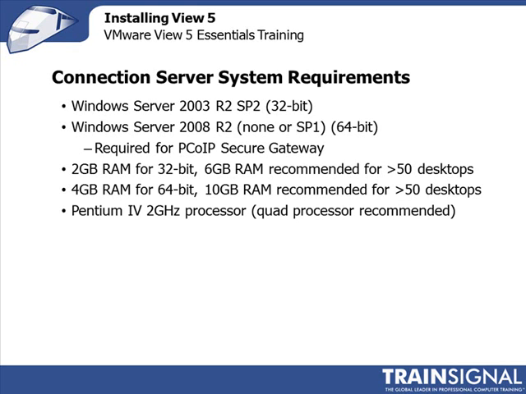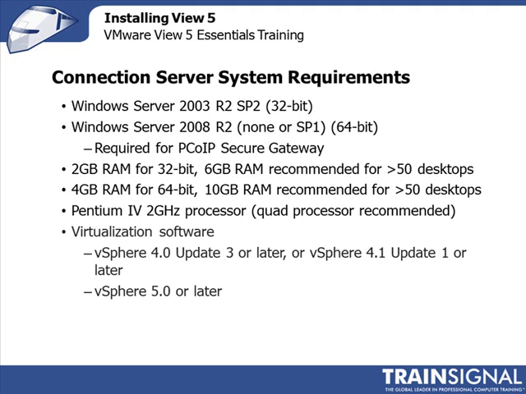From a CPU perspective, quad processors are recommended, but again, as long as you have a Pentium 4 2 GHz or higher processor, you should be fine. And again, I would start small. I'd start with a single vCPU and be able to grow it from there. Since these View Manager servers are going to be virtual machines anyway, it's quite easy to scale up hardware for the CPU and for memory. So I always like to start at a minimum and grow as I need and as performance demands it.